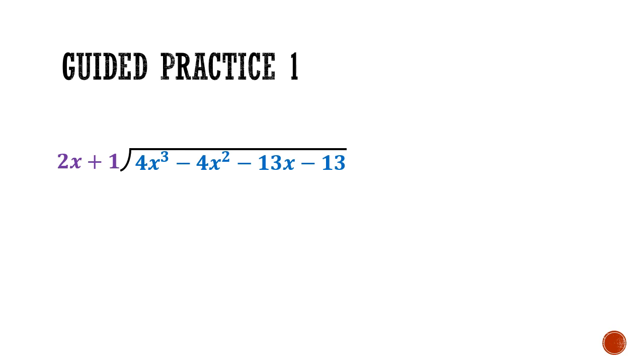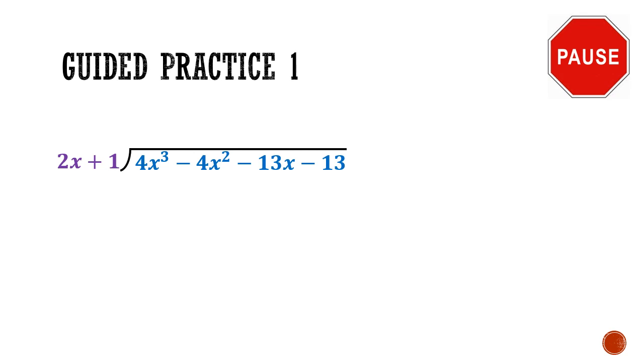Now we move to guided practice 1. In this question, we want to divide 4x cubed minus 4x squared minus 13x minus 13 by 2x plus 1. At the end of this long division, we also want to re-express this polynomial in the form of divisor times quotient plus remainder. So you can choose to pause the video here and try to do this on your own, or to do this alongside with me.